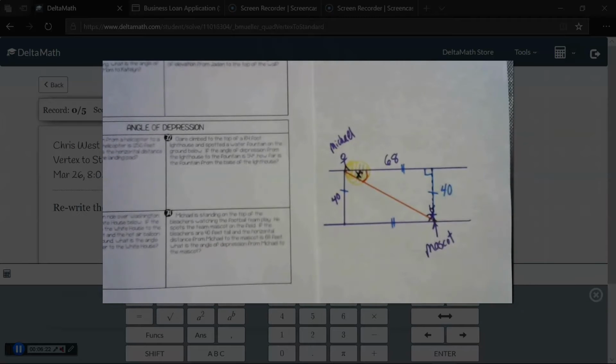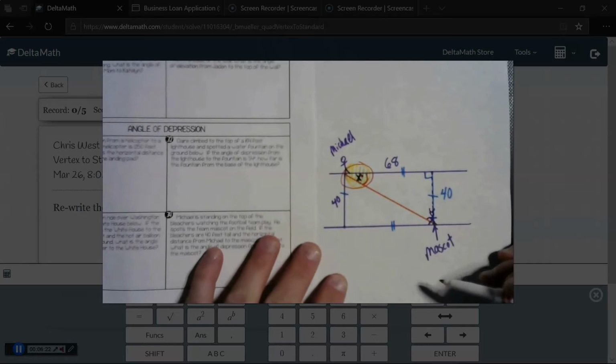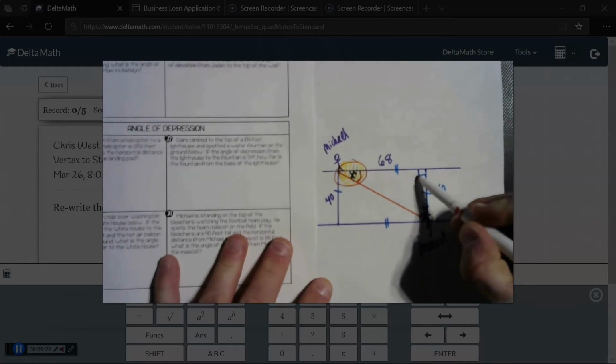Okay, this is our reference angle. And well, I guess we can just circle that. I hate to get a lot of writing on the page, but that's okay. This is our reference angle. Let's label our sides. You got to draw this stuff. You got to label your sides.